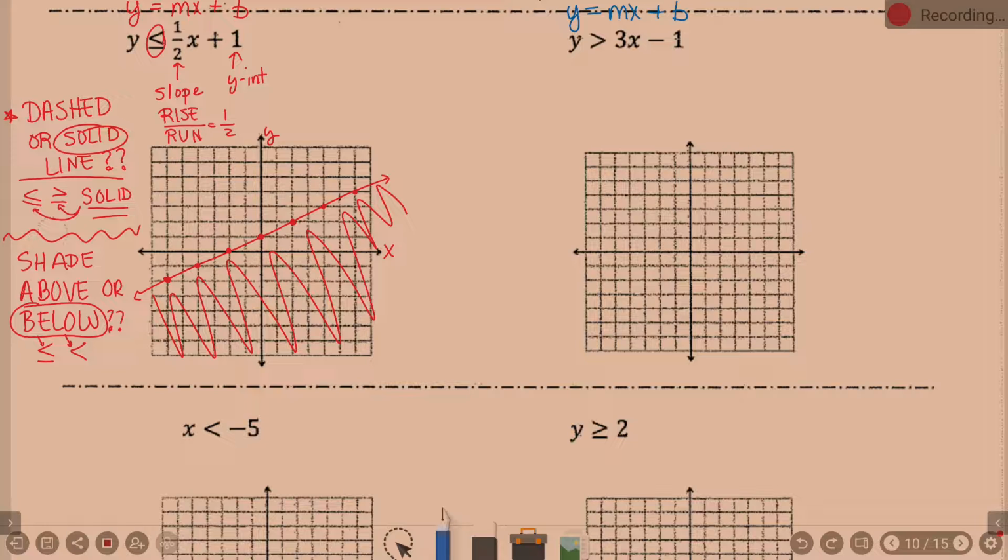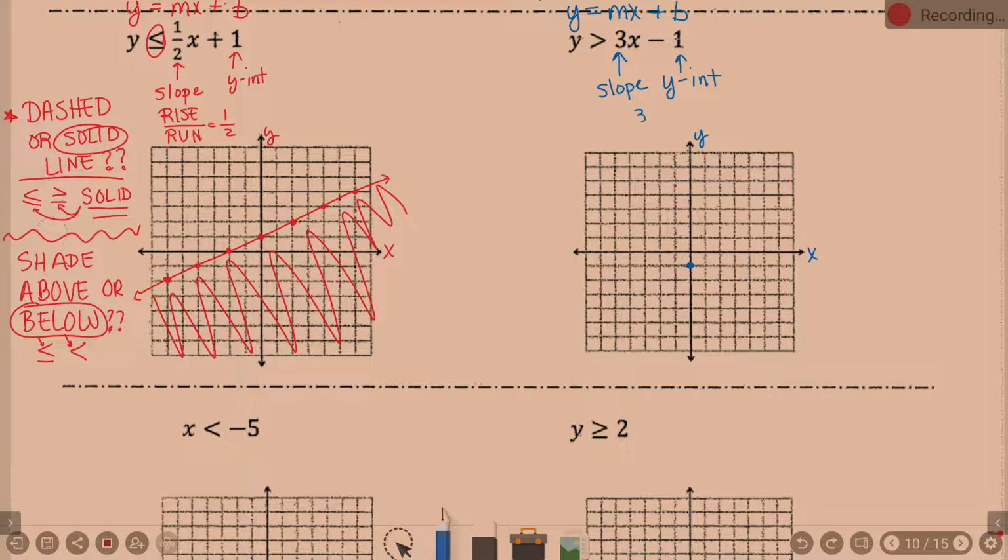Hold on, did we get our y-intercept graphed yet? Negative 1. And where is a y-intercept of negative 1? Down 1 off the x. So there's my y-intercept. And then 3 is my slope.